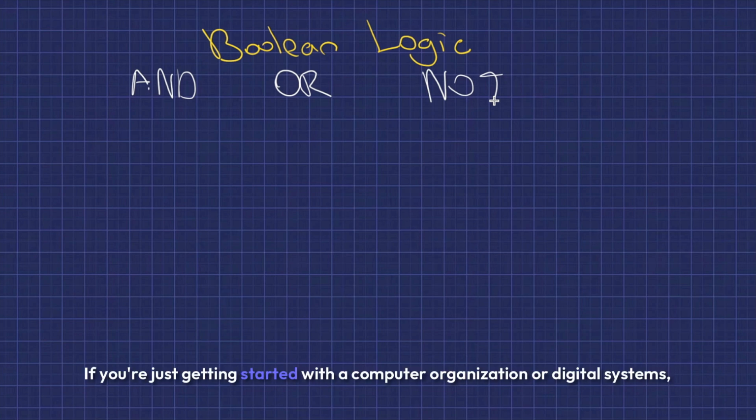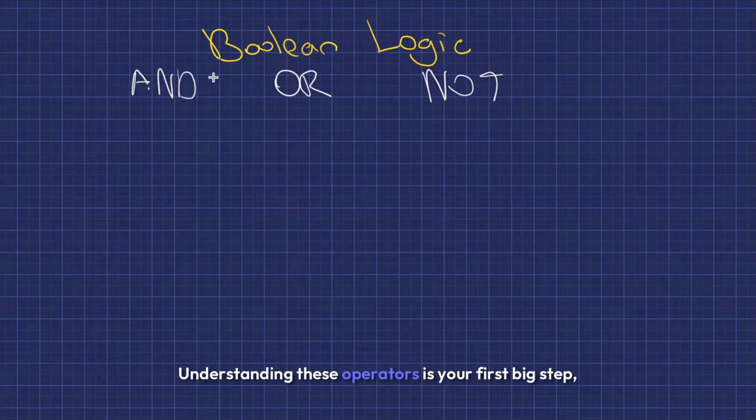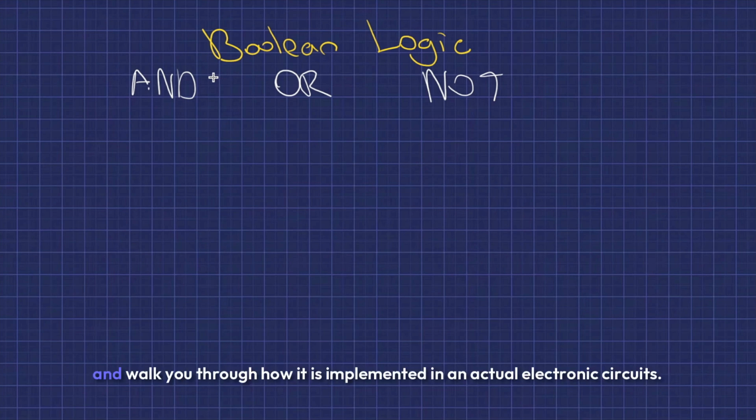If you're just getting started with computer organization or digital systems, understanding these operators is your first big step, and I will take you through each concept, explain how it works, show you the symbols, provide truth tables, and walk you through how it is implemented in actual electronic circuits.